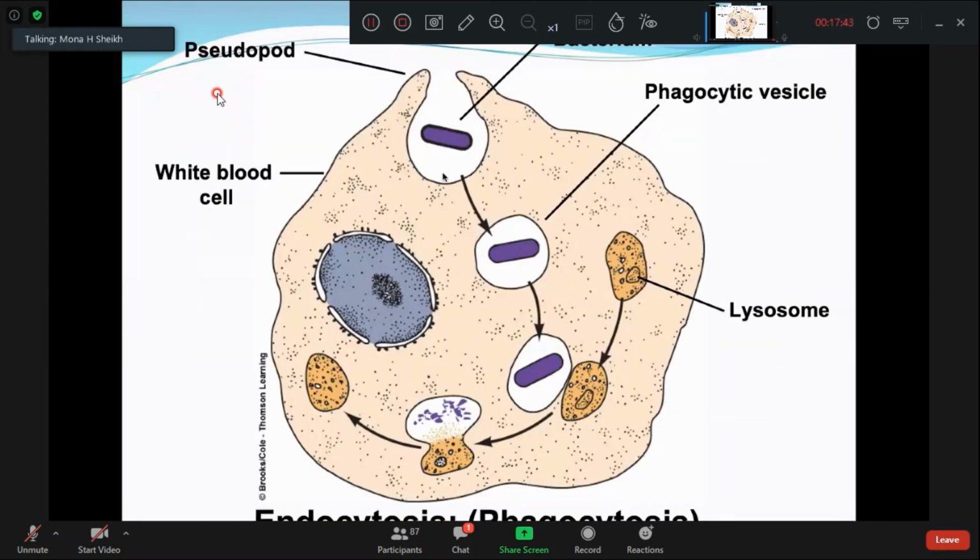So this is an example of engulfing, making pseudopods, engulfing a bacteria by a macrophage. So this is phagocytosis. It takes it in, and here it can put some digestive material and kill it. Will not allow it to harm the body. Okay, so now the lysosome is putting the enzymes to digest and kill this bacteria. This is one of the immune mechanisms. So endocytosis, phagocytosis, sorry.